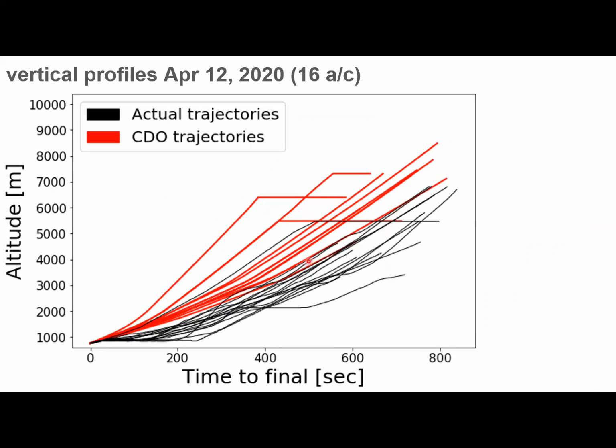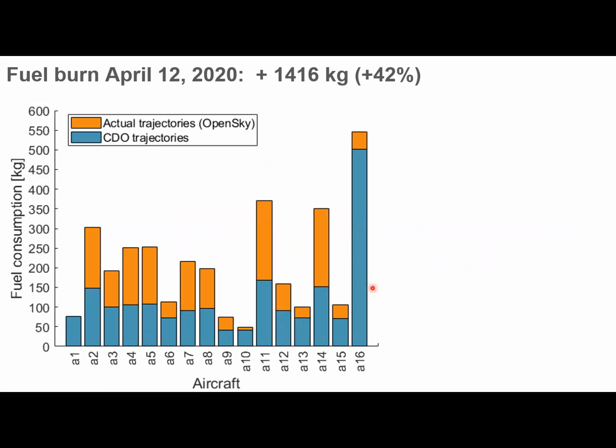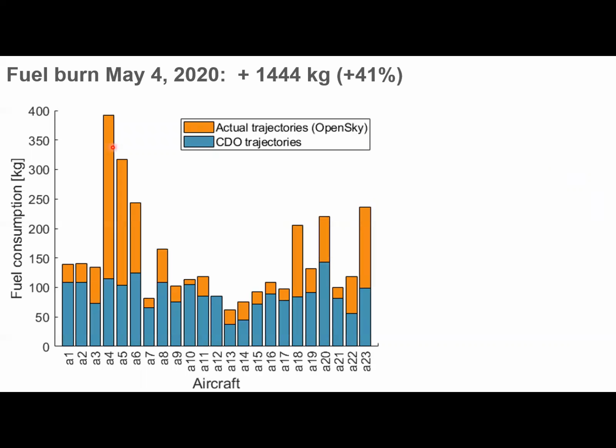So here is how the trajectories look like. Again, the red are the CDOs, and the black are the actual trajectories. So we looked at 2 days with 16 and 23 aircraft over the whole day. And you can see some trajectories are, well, quite far from being CDOs. And finally, we estimated the fuel burn. And well, the actual trajectories burn more fuel than they could have if they were following the CDO trajectories on both days. And in fact, some of these extra fuel burn numbers are outstanding.